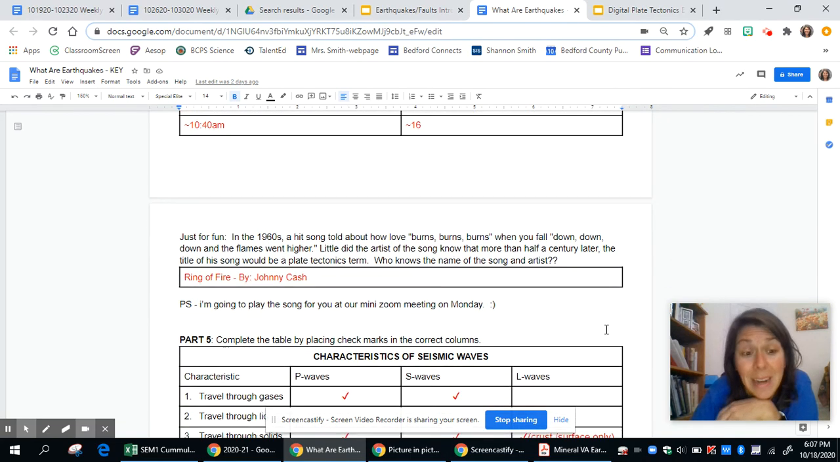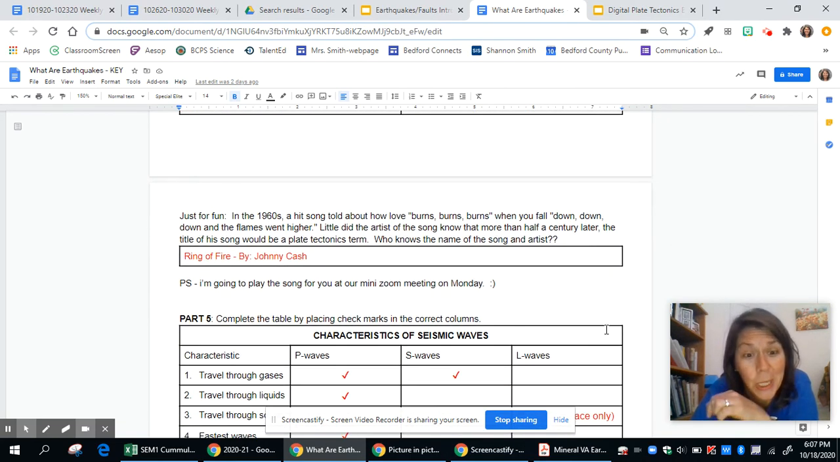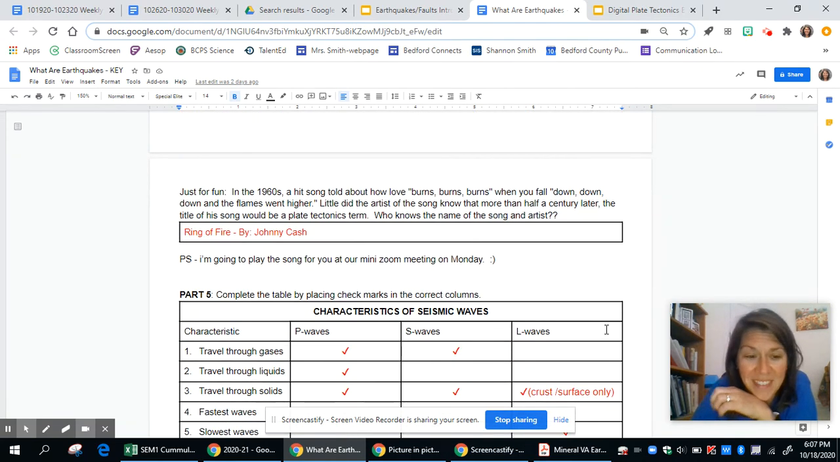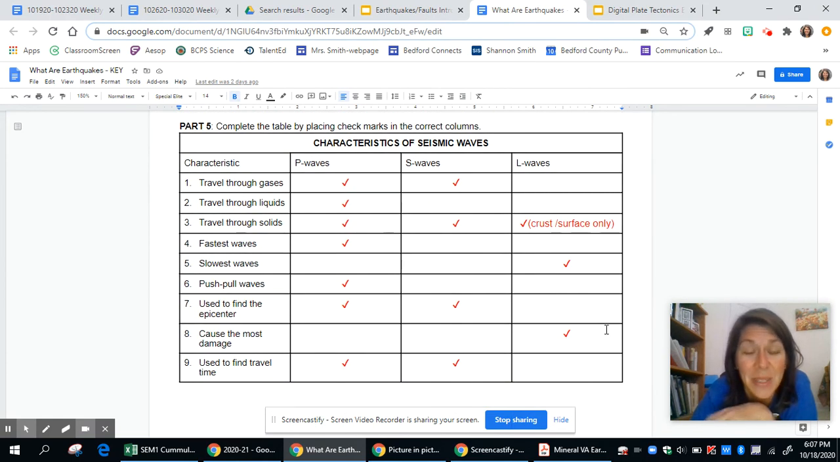If you do not know about The Ring of Fire, written by Johnny Cash, look it up. Fun song. You'll get to hear it today at the Zoom meeting if you haven't already.